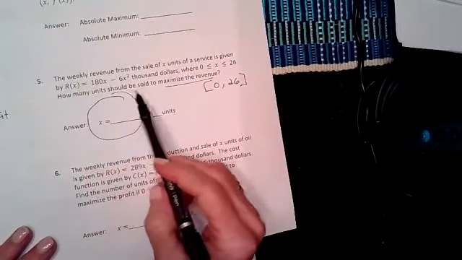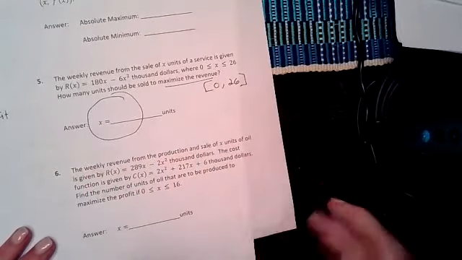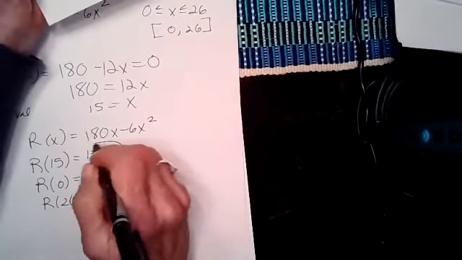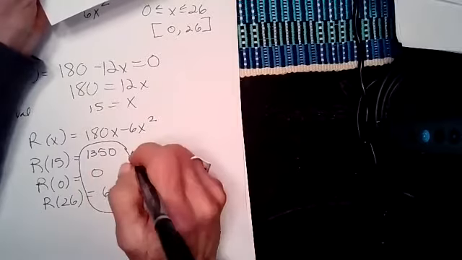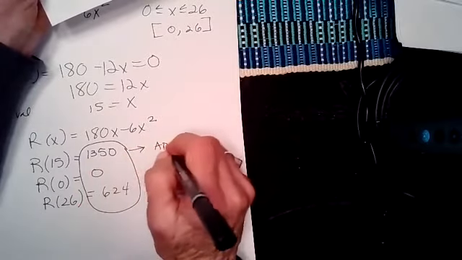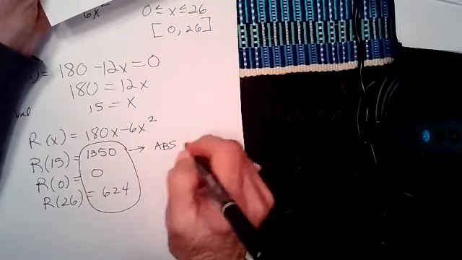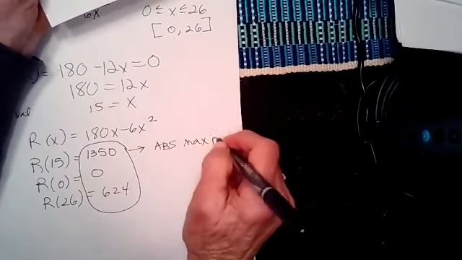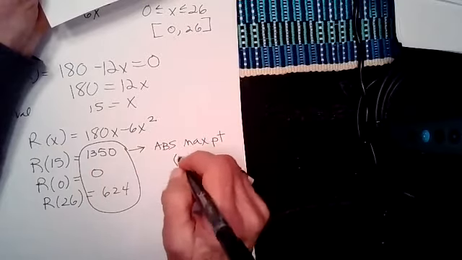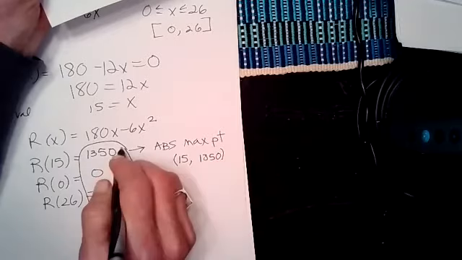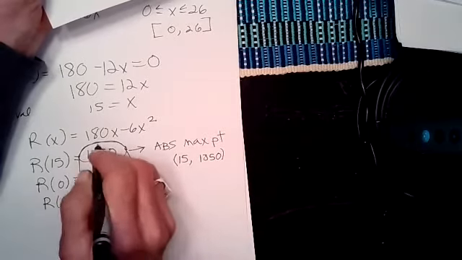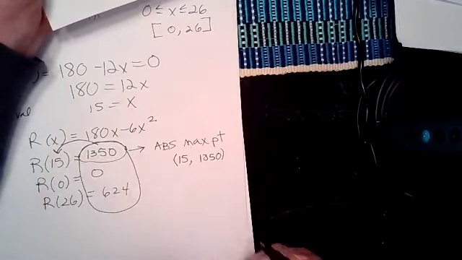How many units should be sold to maximize the revenue? Okay, so look, if I look at these values, this is the largest one. So I have an absolute maximum point at (15, 1350). So this is the maximum revenue when X is equal to 15.